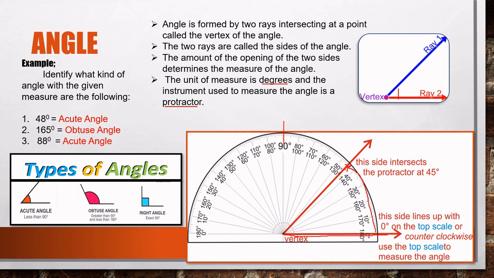Okay, for example, identify what kind of angle is given in the measure of the following. Number 1, 48 degrees. So that is less than 90 degrees. That is acute angle. 165 degrees. That is greater than 90 degrees but less than 180, so it is obtuse angle. Number 3, 88 degrees. That is acute angle.